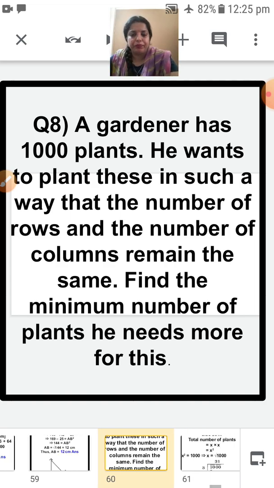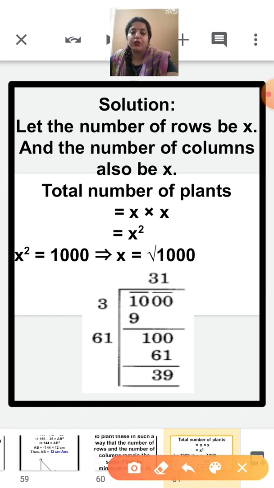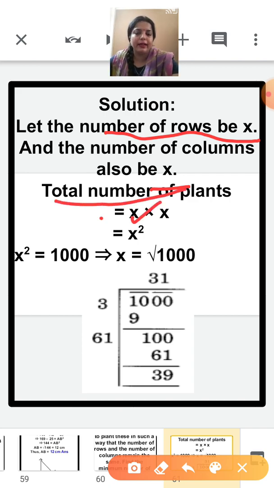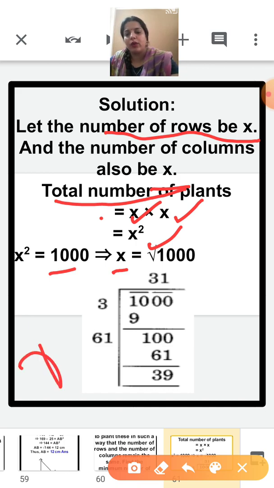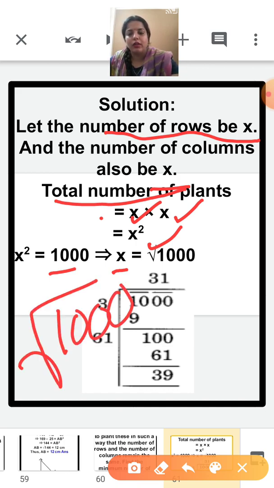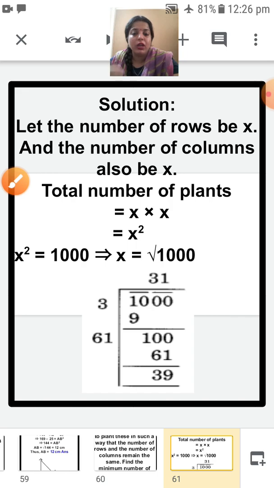Okay, see, first of all let the number of rows be x. If rows are x, columns are also x, because the question says the rows and columns are the same. Now the total number of plants equals x into x, number of rows multiplied by number of columns, which becomes x square. So 1000 equals x square, so x is the square root of 1000. Find the square root of 1000 with the long division method.